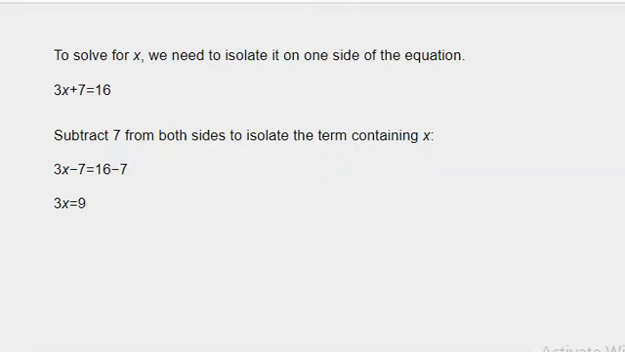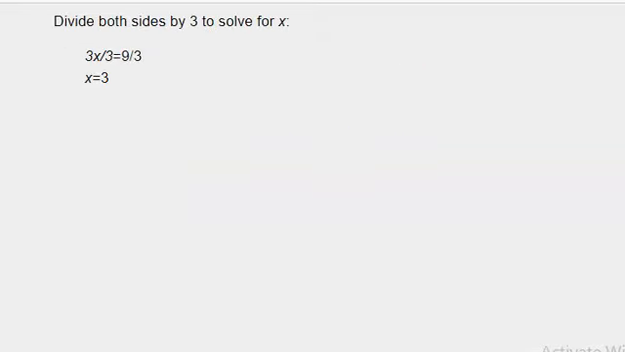3x + 7 = 16. So we need to subtract 7 from both sides to isolate the term containing x. This is what we do. After that, you will find that 3x = 9. Then we divide by 3 to solve for x.